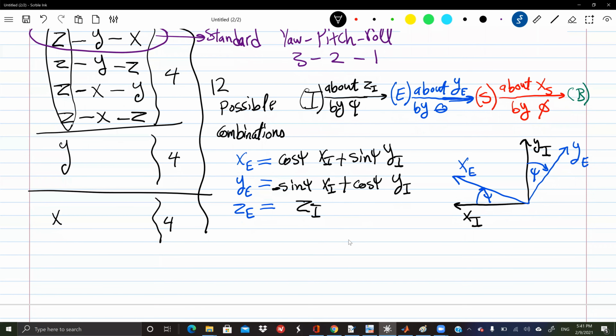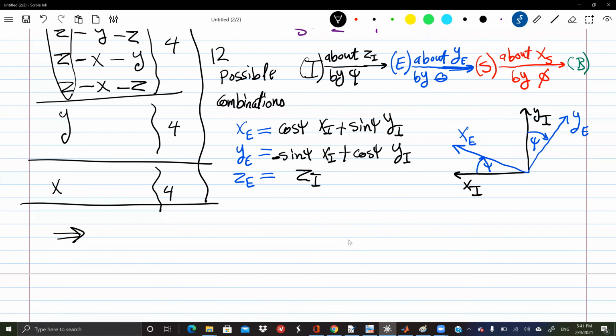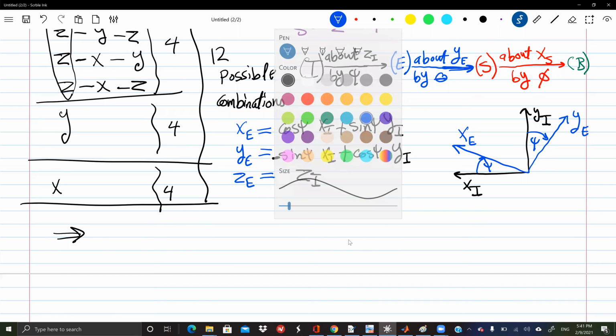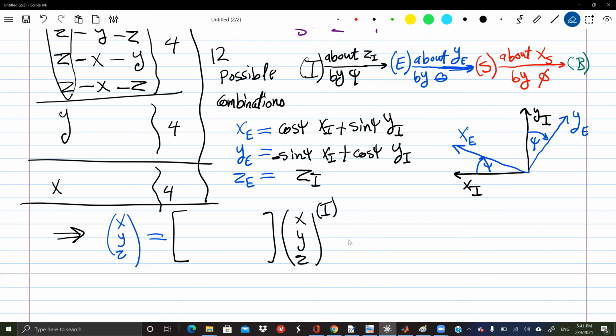To make it nicer, I will just collect it in matrix form. I will say X, Y, Z in the new frame is equal to some matrix times X, Y, Z in the inertial frame, or sometimes we like to use a superscript. Do whatever you like. This is blue. Let's stick to the colors. Let's fill the matrix together from these equations. That's easy.